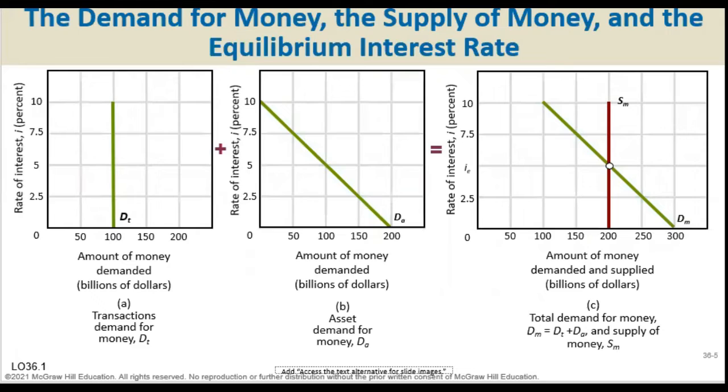The total demand for money is equal to the transaction demand for money and the asset demand for money, right? The transaction demand for money is assumed to be vertical, as it depends on GDP rather than the interest rate. But the asset demand for money is inversely related to the interest rate. So that explains the downsloping curve that we see here. And the total demand for money is the sum of the transaction demand and asset demand for money.